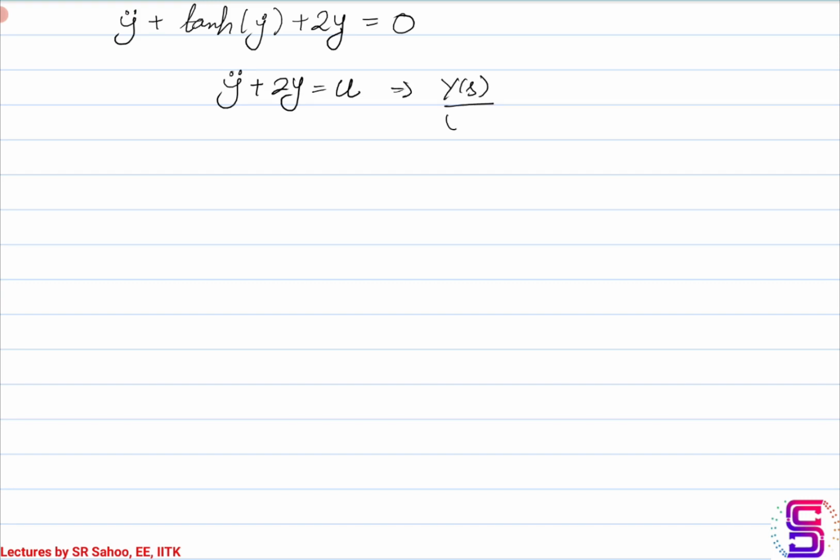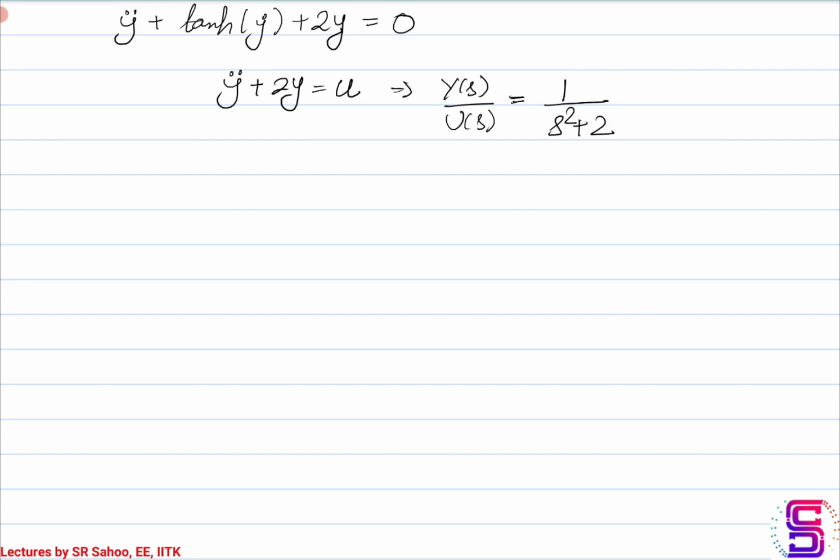Okay, so consider a system of the form y dot plus, let's say, tanh of y dot plus 2y equal to 0. So suppose this is a system that is going to evolve on its own without any input. So this system can be essentially represented as the following. To represent the system, consider a system of the form y double dot plus 2y equal to u, which means Y(s) by U(s) will be equal to 1 by s square plus 2.